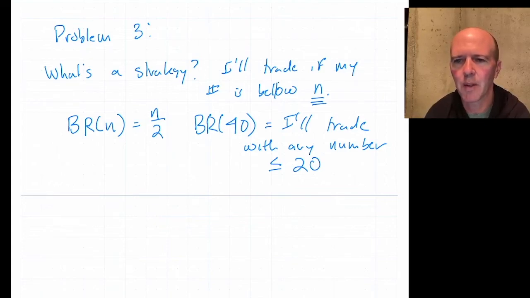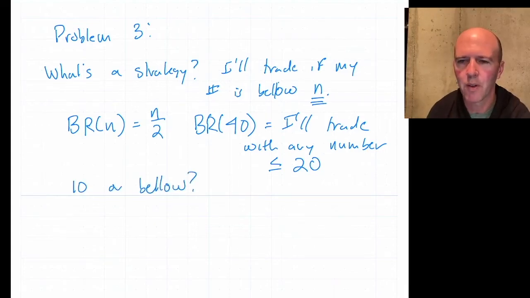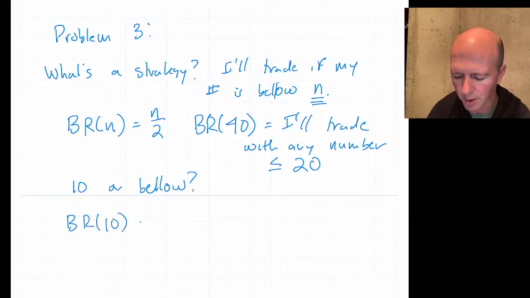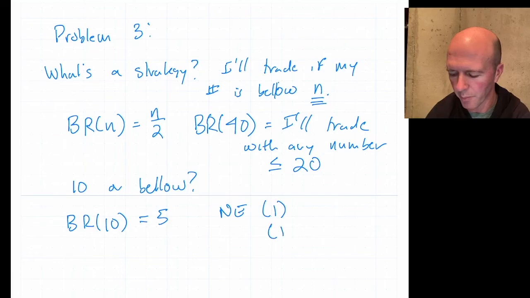You might think you're being clever and say, well, I'm only going to trade 10 or below. But what's the best response to strategy 10? If we played this a bunch and I figured out that's what you're doing, pretty quickly I would learn I should only trade if I'm 5 or below. And then you wouldn't do 10, you would do 2.5 or below, 2 or below, and so on. So we get to one Nash equilibrium: the only time we're going to want to trade is if we each have the number 1.